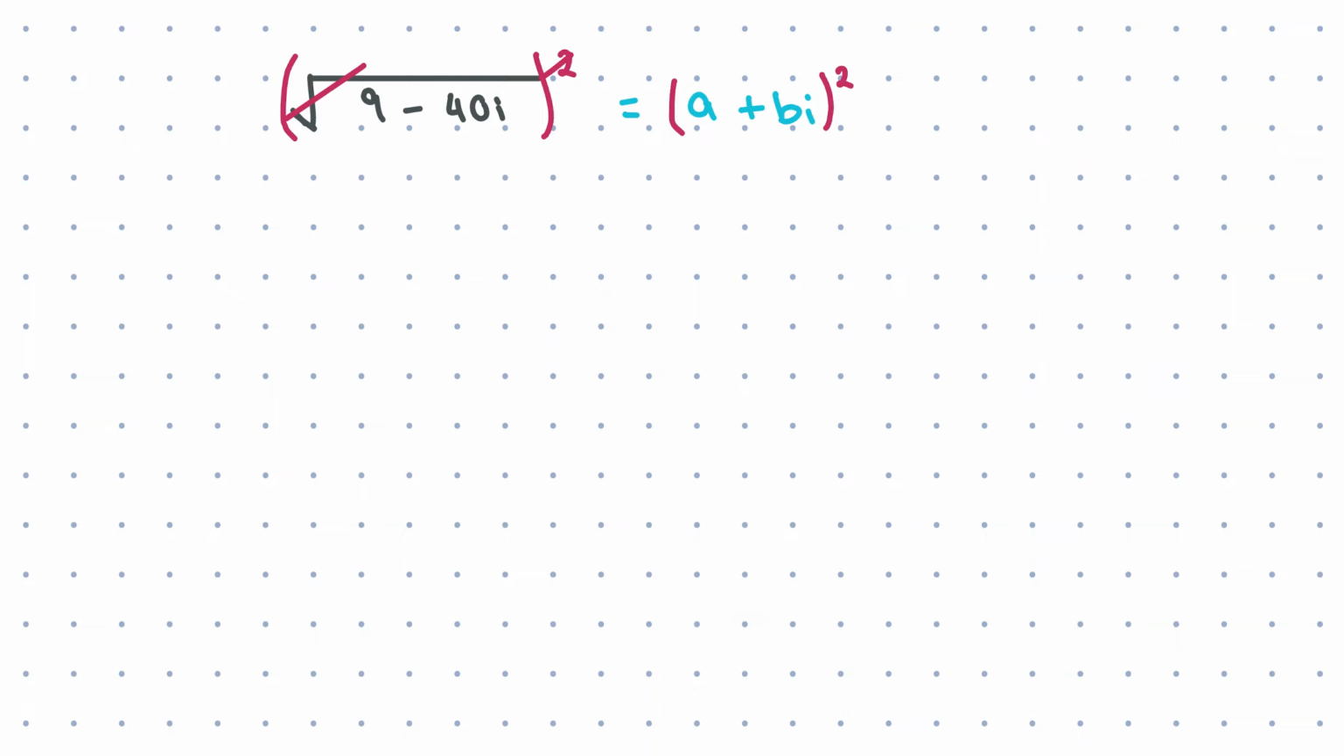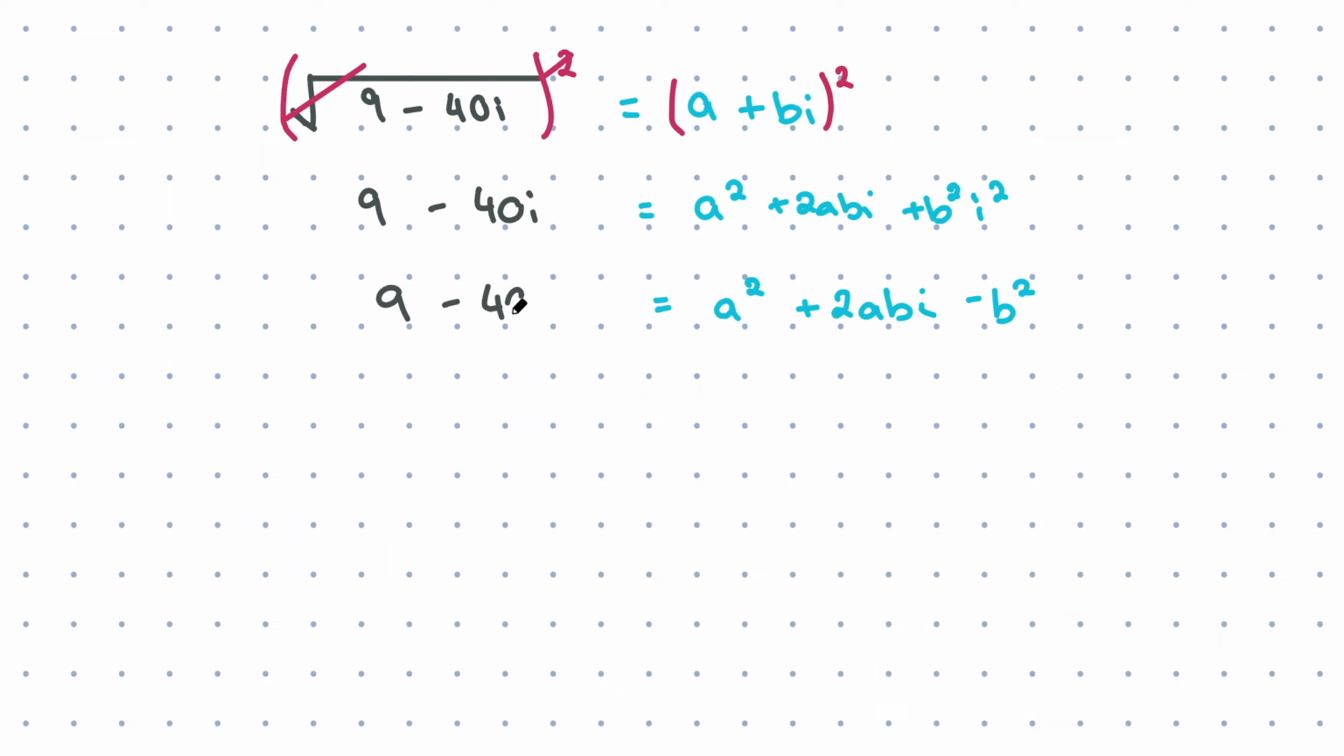So this and this will drop out, and on the other side I'm going to be left with a squared plus 2abi plus b squared i squared. What we know about i squared is that it's actually minus 1. So I'm going to have here a squared plus 2abi minus b squared, and all of that is equal to 9 minus 40i.